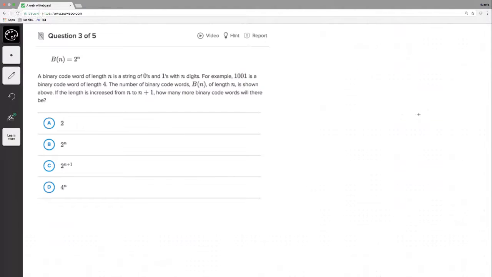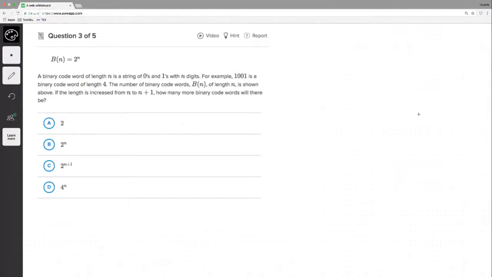B of n equals 2 to the n. So, some exponential equation. A binary code word of length n is a string of zeros and ones with n digits. For example, 1001 is a binary code word of length 4. The number of binary code words b of n of length n is shown above.